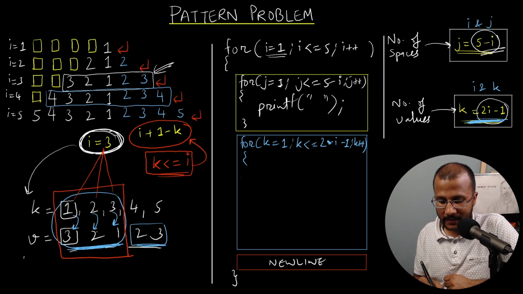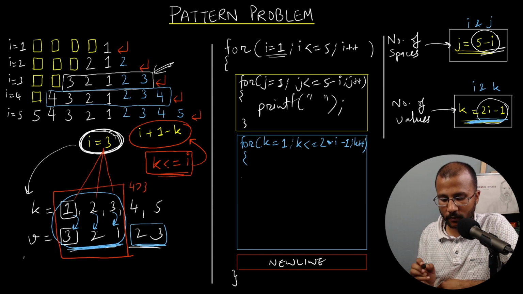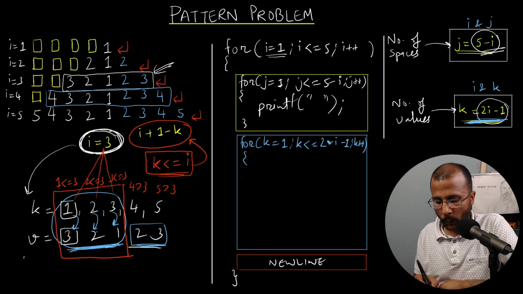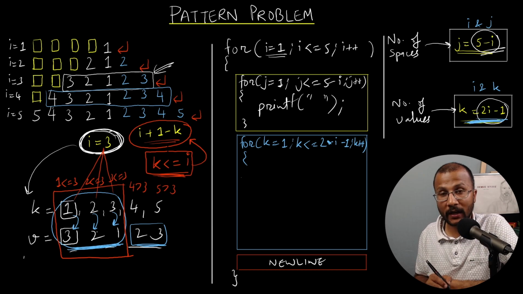In other cases, here the value of k is 4. So here 4 is greater than 3, so this case is not applicable. Here 5 is greater than 3, this case is not applicable. This is only applicable for these three values wherein k is less than or equal to i. So here you see 1 is less than or equal to 3, this is true. 2 is less than or equal to 3 is also true, and 3 is less than or equal to 3 is also true. So I can conclude whenever the value of k is less than or equal to i, I have to print this pattern i plus 1 minus k.